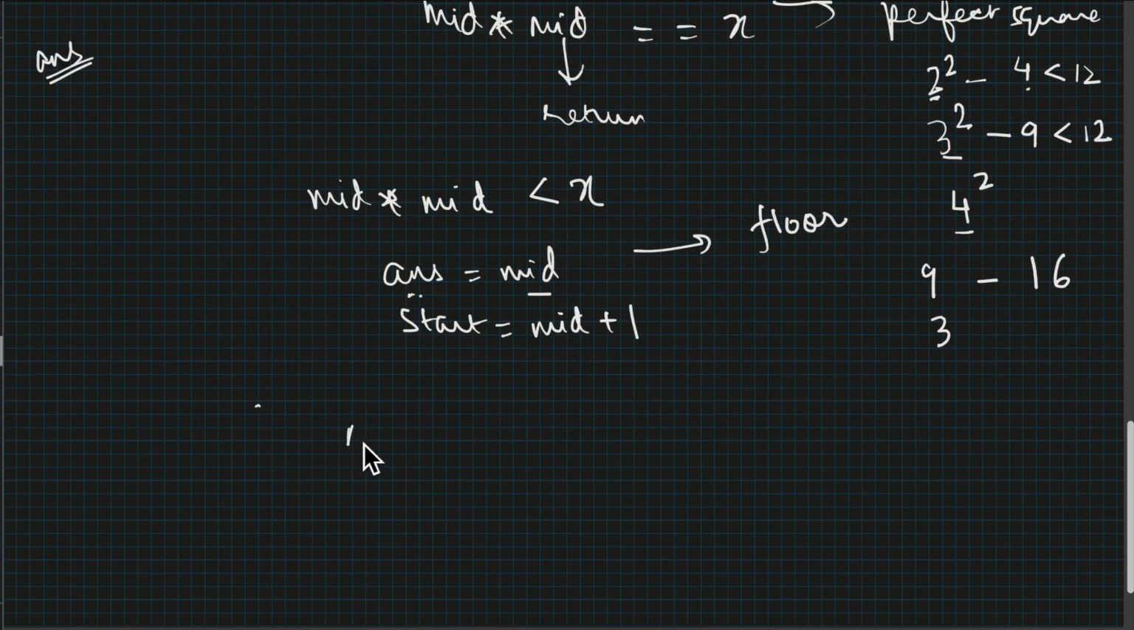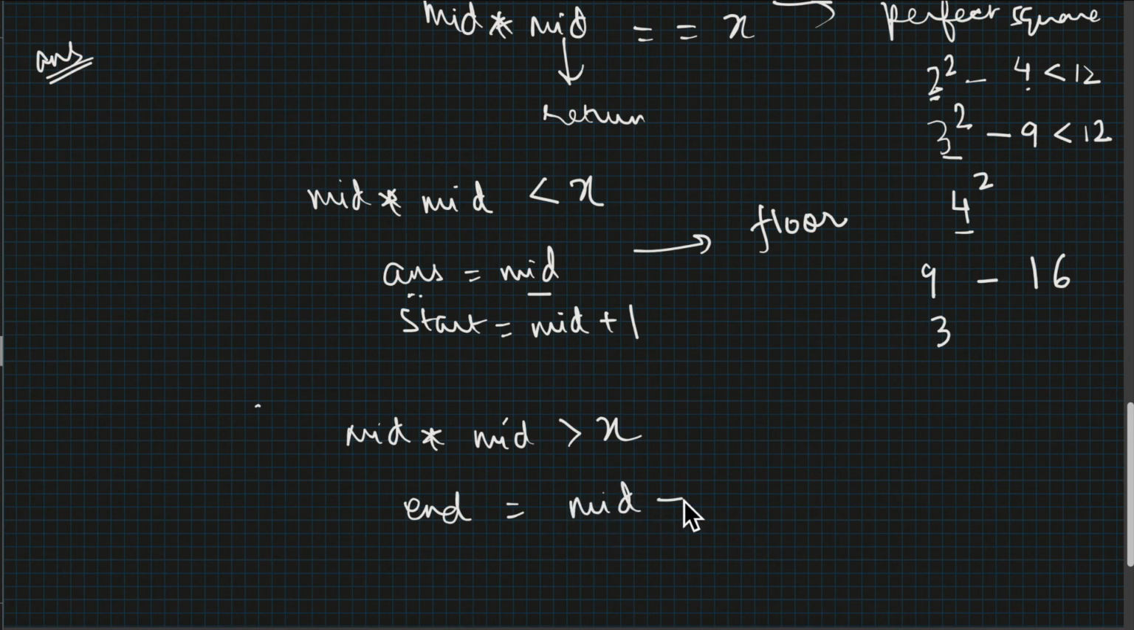And finally, what are we left with if mid into mid is greater than x? If it is greater than x, we will always want to go one step lesser. So we'll do end equal to mid minus 1. So that is the approach for finding a square root of a number using binary search. So these are the 3 conditions. So that's all for the approach of finding a square root using binary search.